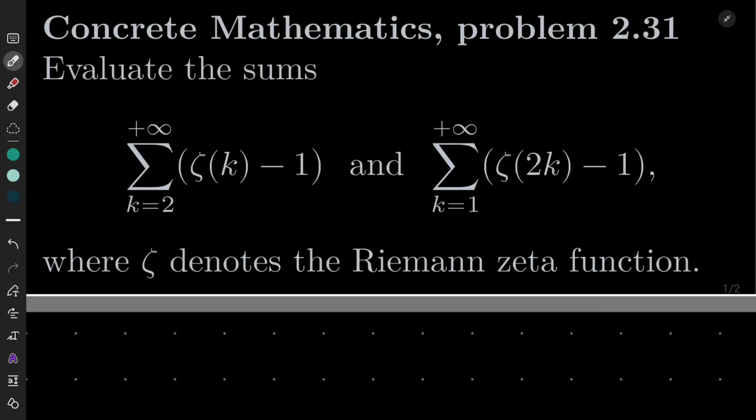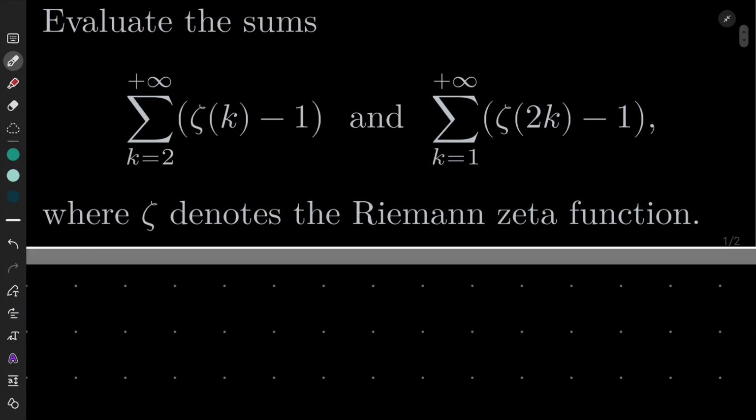Hello friends, in this video I'd like to solve the following problem from Concrete Mathematics textbook, problem 31 from chapter 2. We wish to evaluate the following sums. One is the sum from k equals 2 to infinity of zeta of k minus 1, and the second one is the sum from k equals 1 to infinity of zeta of 2k minus 1, where zeta denotes the very famous Riemann's zeta function.